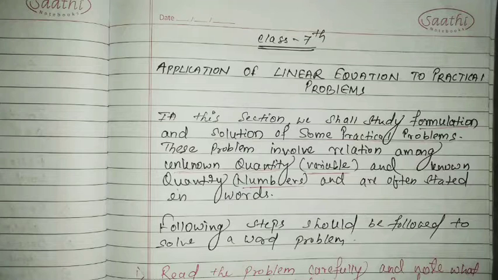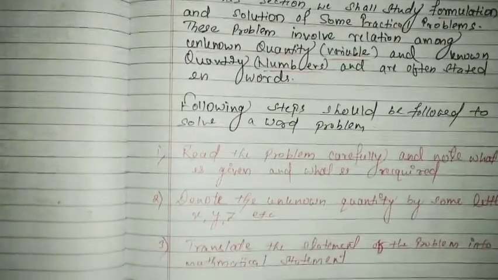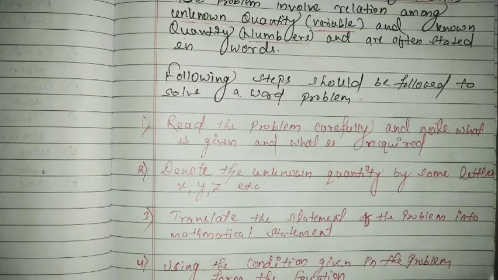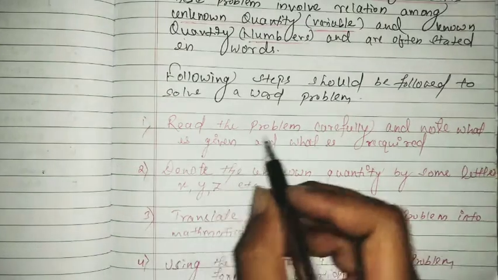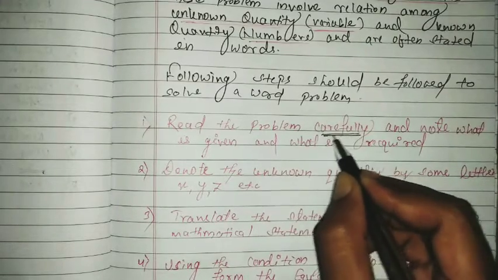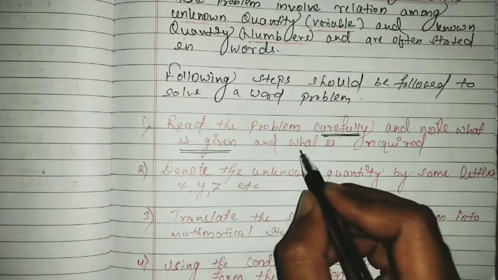Okay, so what are the steps we need to follow to solve this type of word problem, or to find some unknown quantity? By following these steps, you can easily derive the unknown quantity. First, read the problem carefully and note what is given and what is required.